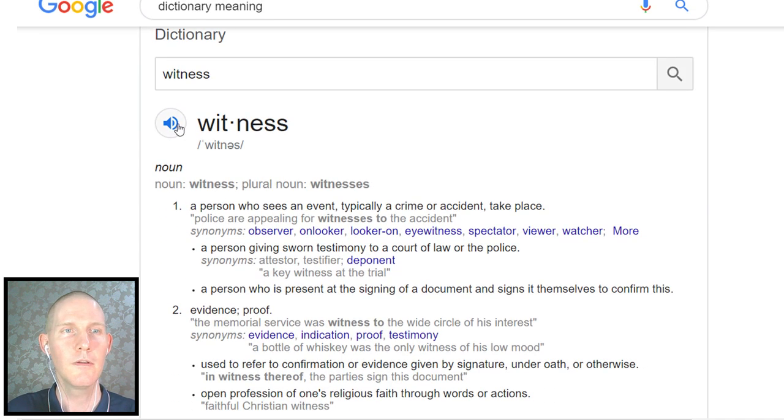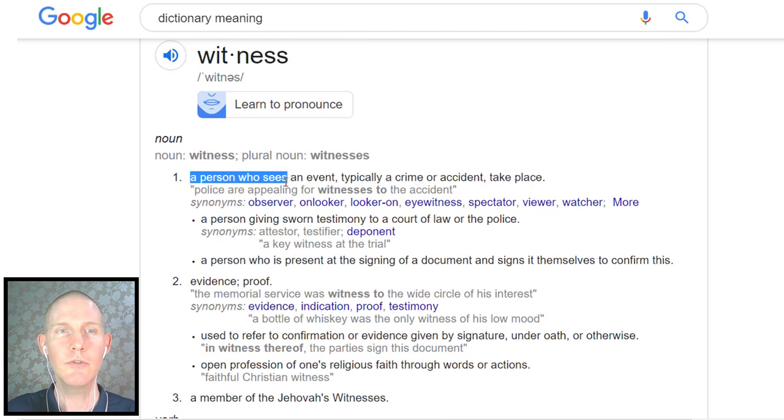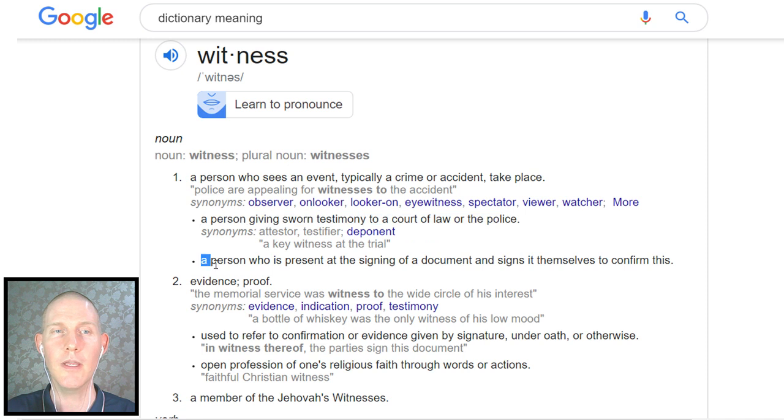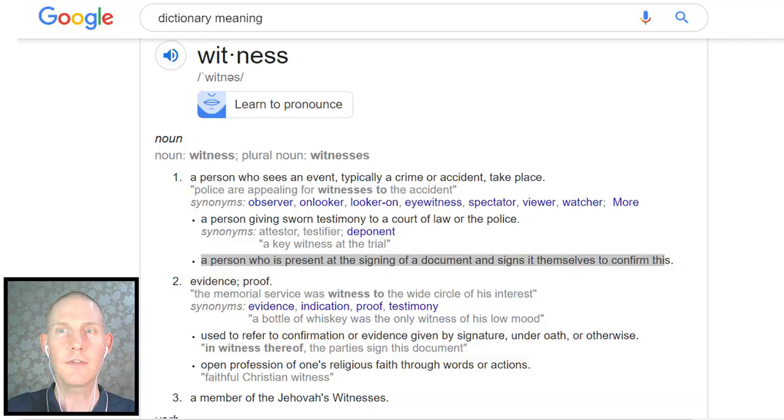And let's say it. Witness. All right, witness. Okay, a person who sees an event, typically a crime or accident, take place, right? It is very common, right, to be a witness of a crime, but you can also be a witness to a document signing, right? A person giving sworn testimony to a court of law or the police. And here we go. This is what we might have. A person who is present at the signing of a document and signs it themselves to confirm this, right? And they're just kind of making things even more official. All right. Go back.